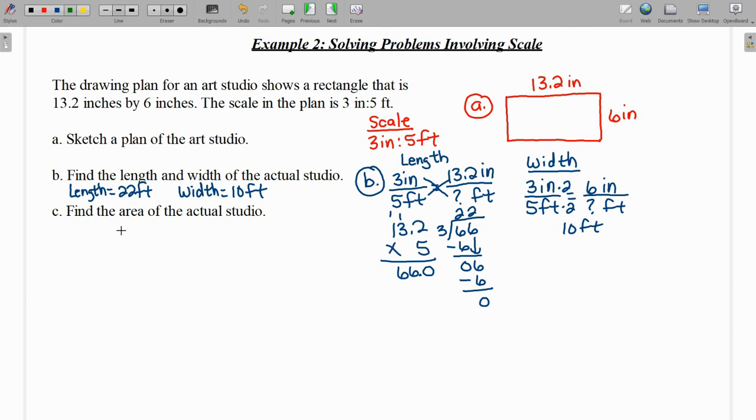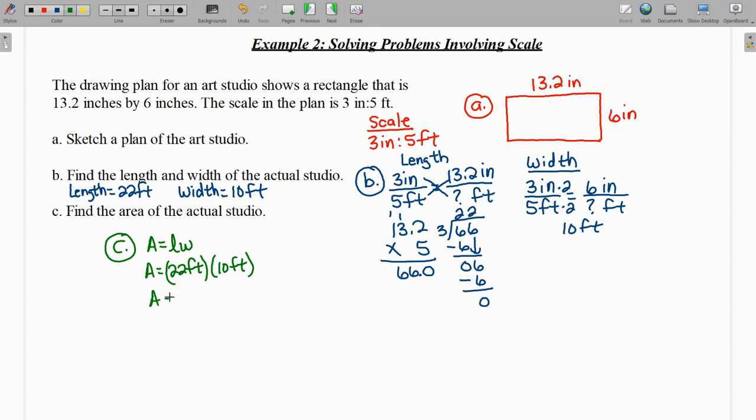Now, for part C, they want us to find the area of the actual studio. Now, once again, we're working with a rectangle. So when you work with a rectangle or a square, the area is going to be equal to the length times the width. And since I want to know the actual studio, that means they're talking about the real studio itself. And so what we're going to do is take area and say it's equal to 22 feet times the width, which is going to be 10 feet.